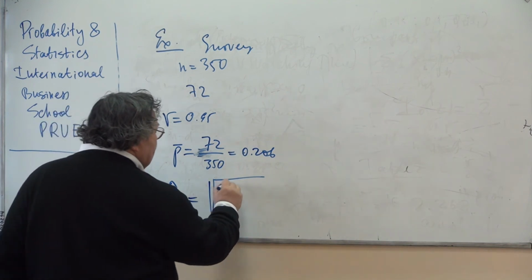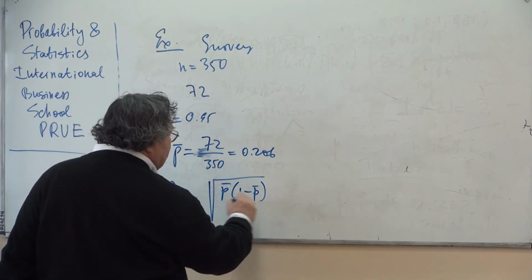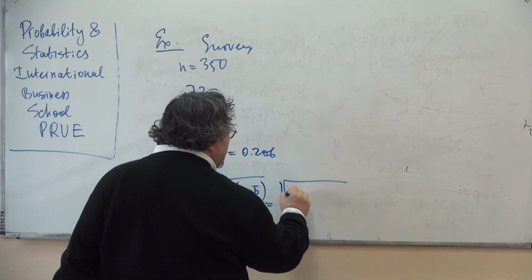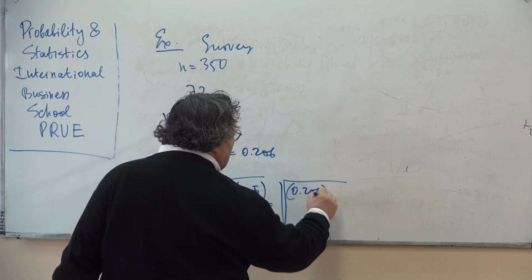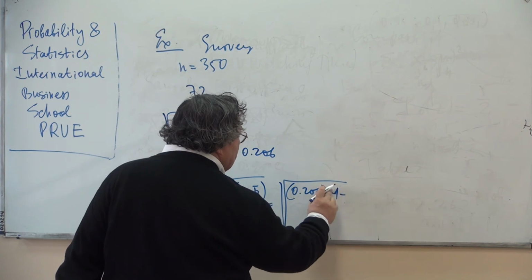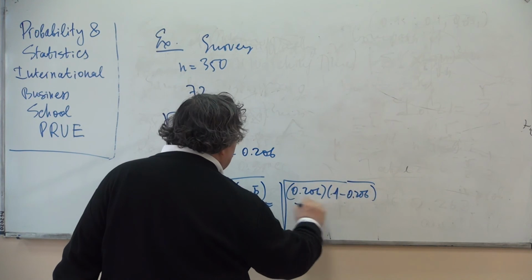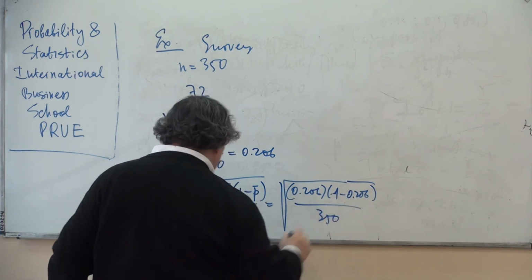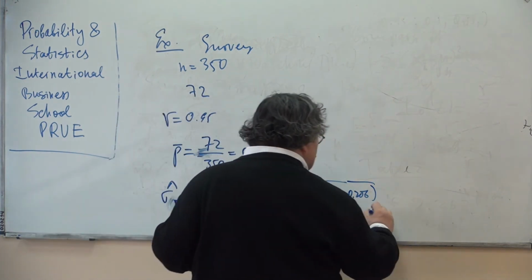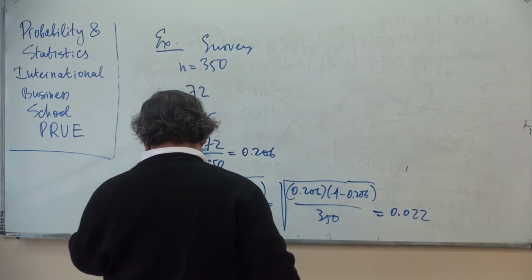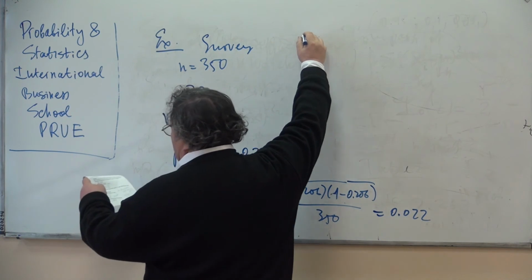And it's the square root of p bar times 1 minus p bar over n, and it's 0.206 times 1 minus 0.206, over 350, and it's going to be 0.022.